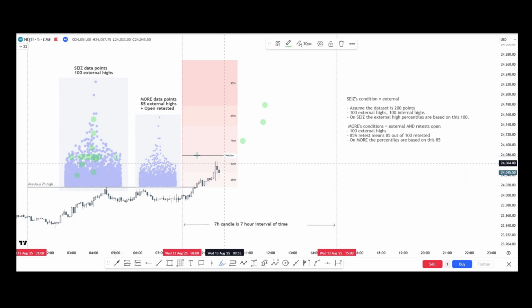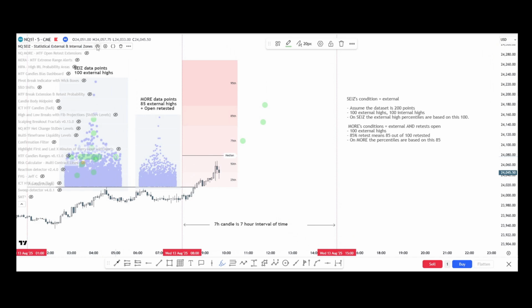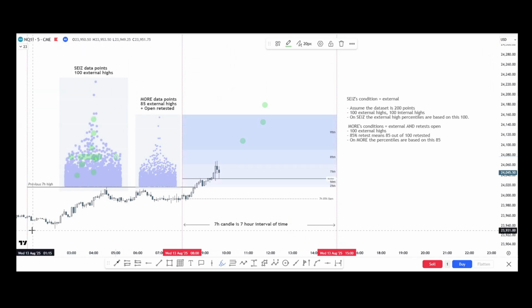Now, MORE is slightly different in that it adds another filter condition to the data. So we're still starting with that original 100 data points of external. So for MORE to activate and open to retest, it either needs to take out the previous high or the previous low. So in this instance, we've taken out the previous high. So we've activated and open to retest and these extension zones. So it's starting with that original 100 times that this 7-hour candle broke the previous high.